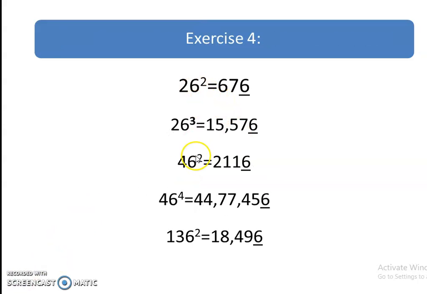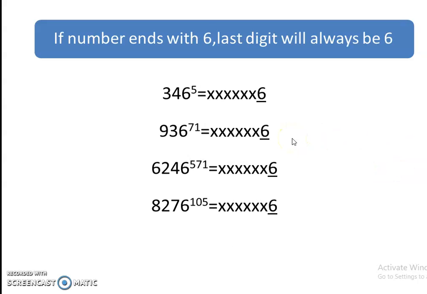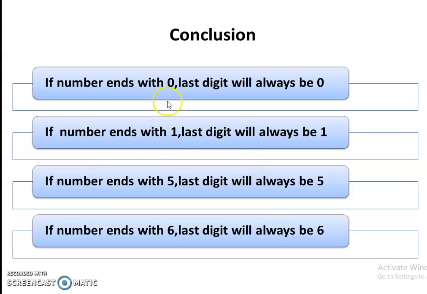Same pattern goes with 6. When we calculate the power of a number that ends with 6, it results in a number that also ends with 6, right? Now you can see 26 cubed results in a number ending with 6 and so on. So from this exercise we can conclude that if a number ends with 6, the last digit will always be 6, right? Now it is clear that if a number ends with 0, 1, 5 or 6, it will result in a number that also ends with 0, 1, 5 and 6 respectively, right?